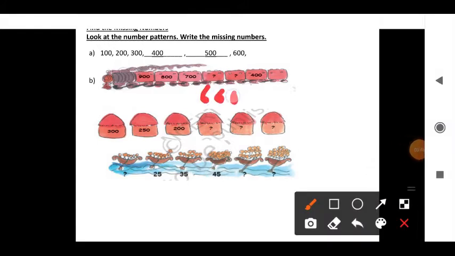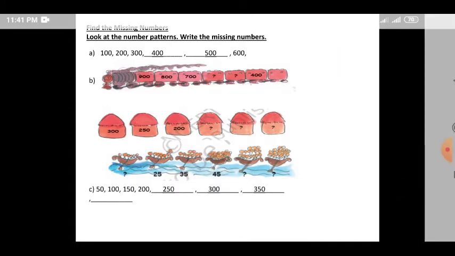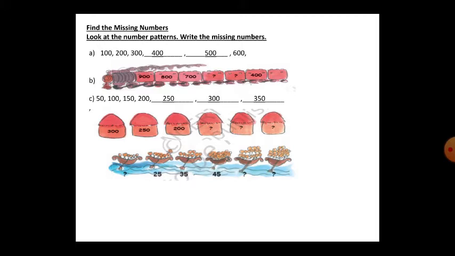The next answer will be 500, because 600 minus 100 is 500, right? And 400 minus 100 is 300. That is the answer. And next, see 50, 100, 150. Here it is increasing by 50 each time. If you add 50, you get 100, 150, 200, 250, 300, 350, like that pattern.